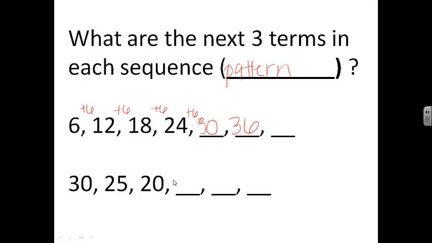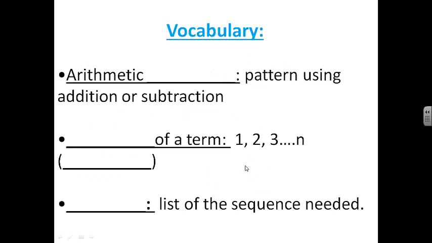Okay, what about this one? Very good. It's going by fives, or down by fives. So this would be minus 5 to get to 25, minus 5 to get to 20, and so forth. So we have 15, 10, and 5. Easy patterns. These are called arithmetic sequences.